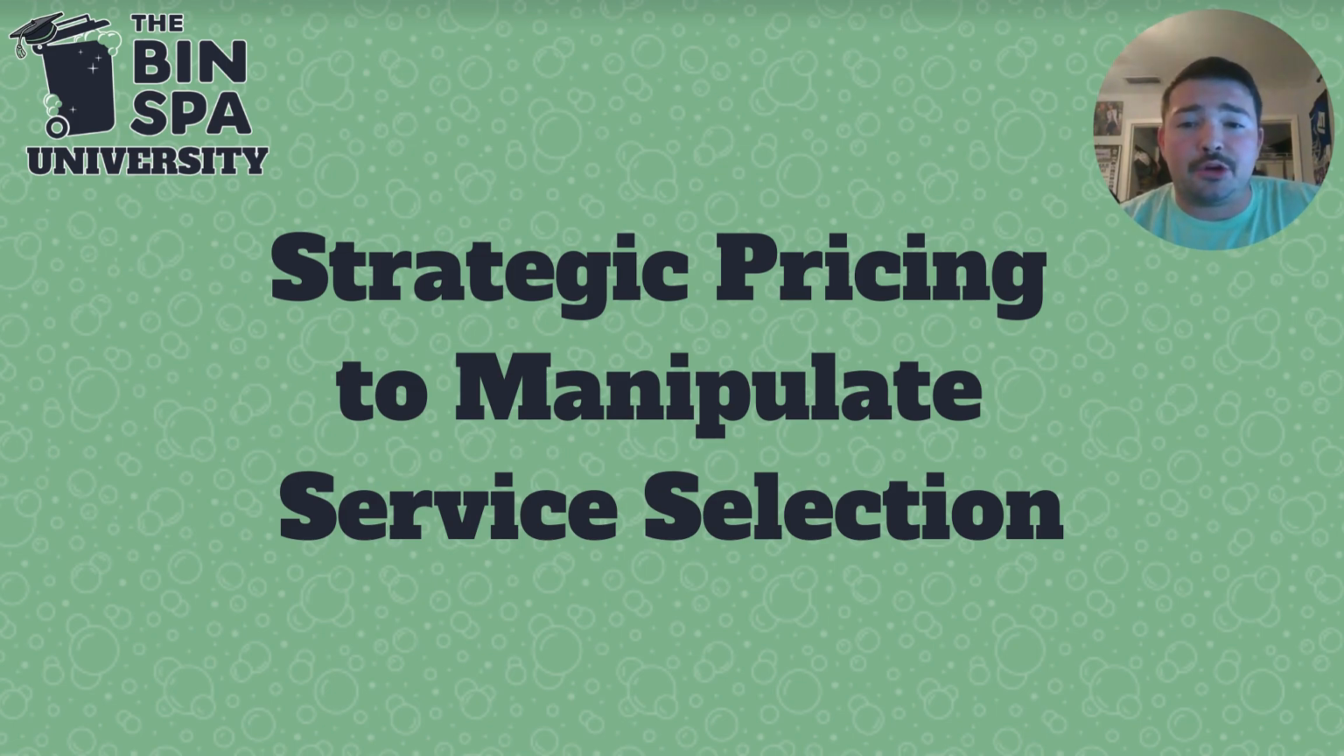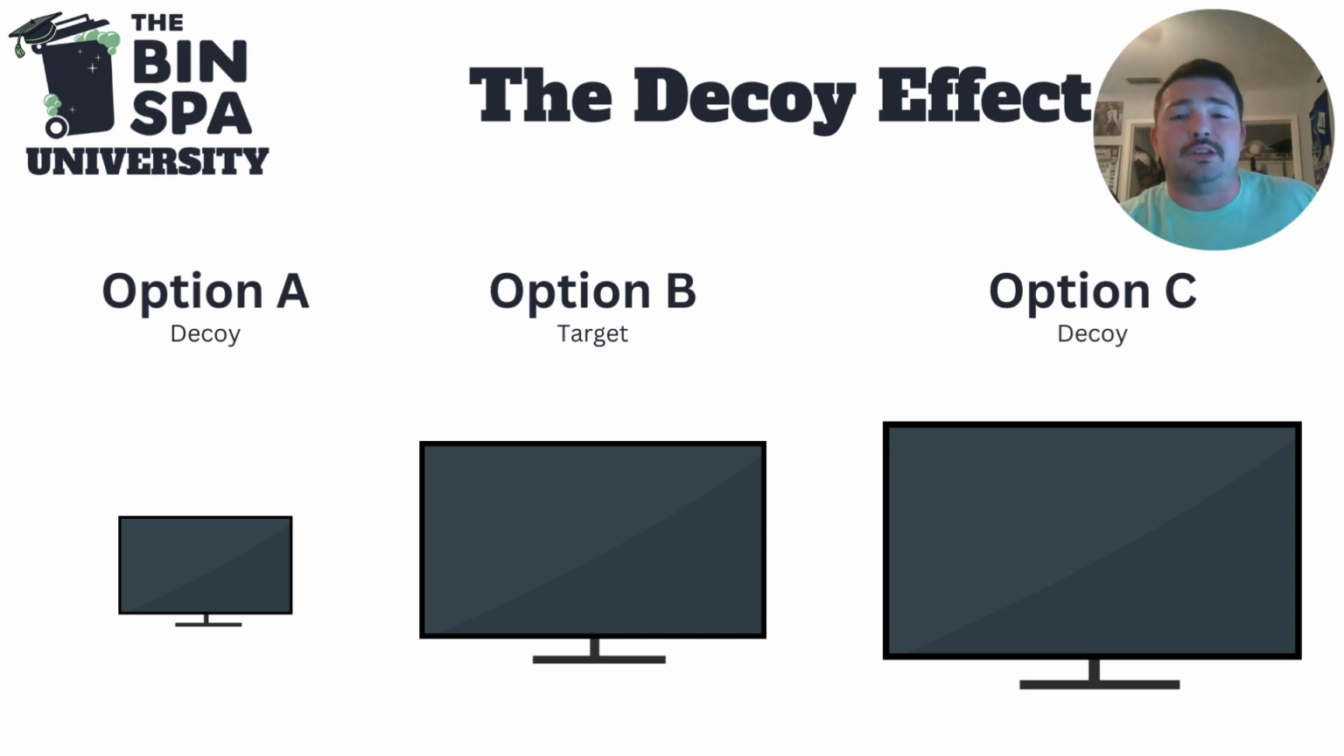Okay. So now we're going to go right into strategic pricing, how to manipulate your prices to get the customers to choose what you want. One, just to sign up, obviously is the most important. But then two, we want to make sure that they're going to the recurring services that you want. So let's go into the decoy effect. The decoy effect. I love the decoy effect.